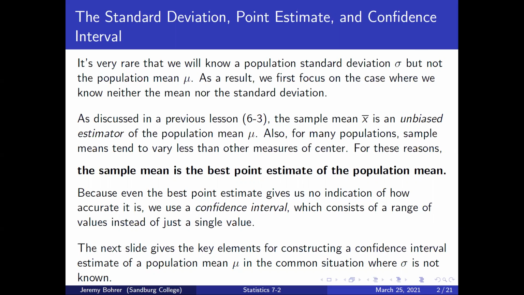Because even the best point estimate gives us no indication of how accurate it is, we use a confidence interval, which consists of a range of values instead of just a single value. The next slide gives the key elements for constructing a confidence interval estimate of a population mean mu in the common situation where sigma is not known.